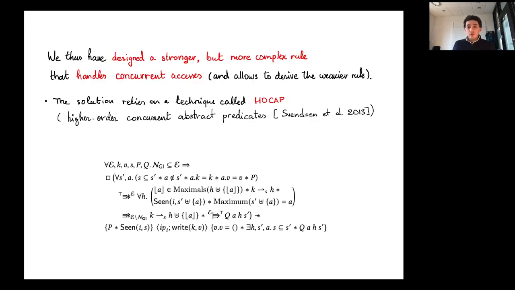To solve this problem, we have designed a stronger, but more complex rule that handles concurrent accesses to the same key. This rule also allows us to derive the weaker rule that I just presented. Our solution relies on a technique called a hookup higher-order concurrent abstract predicate. You can find more information about the hookup style write rule in the paper, and in this talk I'll just conclude now with a couple of words about the verification.